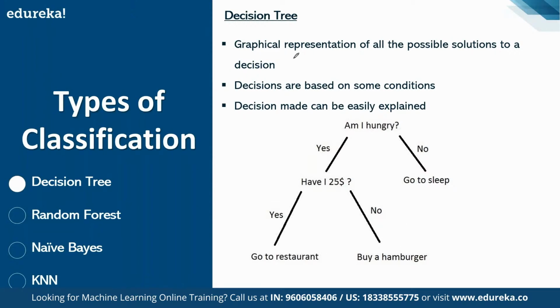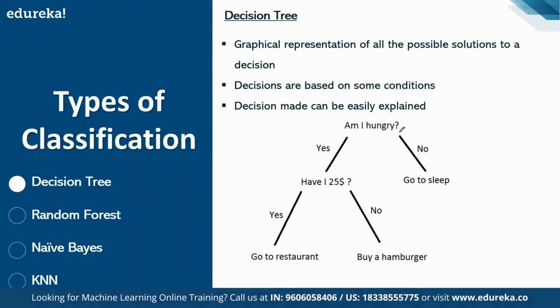We call it a decision tree because it is a graphical representation of all the possible solutions to a decision. It's like a tree. Why? Because a tree also starts with a root and then emerges into various branches. Similarly, you have a decision tree, which I'm showing you here as the simplest algorithm used for machine learning purposes. Imagine that you want to decide whether to go to a restaurant or buy a hamburger. You have two choices. Now how would you decide which one to follow?